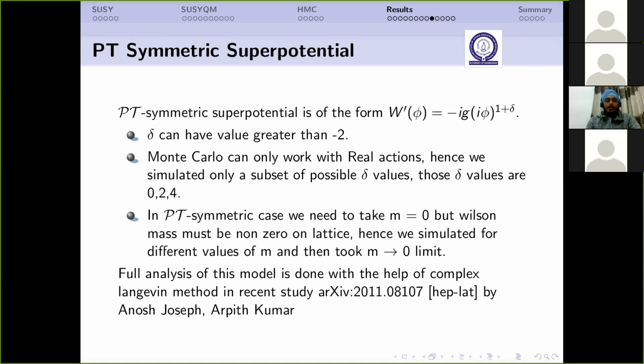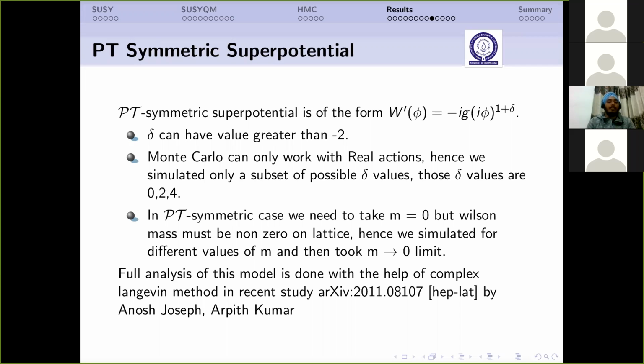So with these PT symmetric cases also, we need to take massless theories, but on the lattice we need to take mass. We cannot simulate our theories without mass. So for the cases with delta 2 and delta 4, we simulated for different mass values, and then at the end we took the mass going to zero limit. The full analysis covers all the values of delta, even the odd delta values when the superpotential is actually complex.